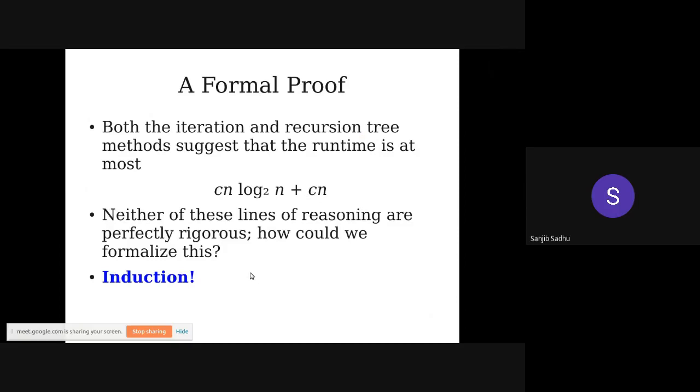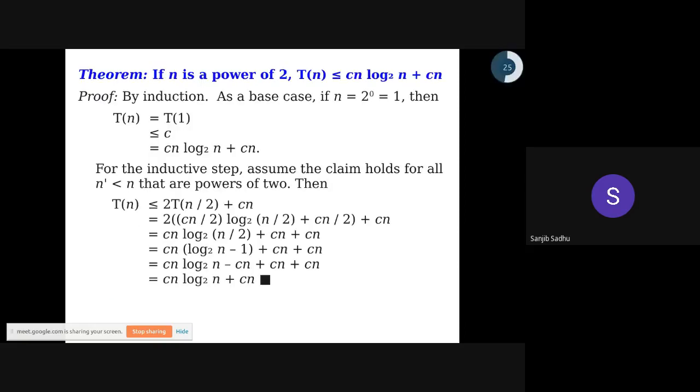Now, how can we prove it more formally using induction? Induction plays an important role. So how can you show that if n is a power of 2, then Tn is Cn log n plus Cn? You have to prove this, because if you can prove this, then you can tell that the time complexity is this. So by induction, the base case means we are assuming this is correct. Now I have to show the assumption and steps.